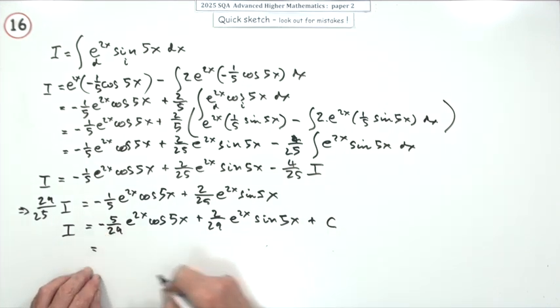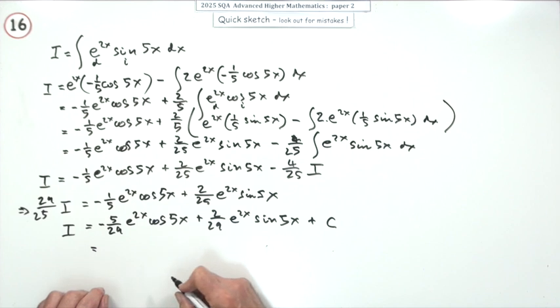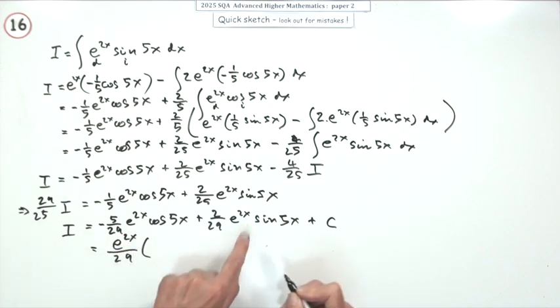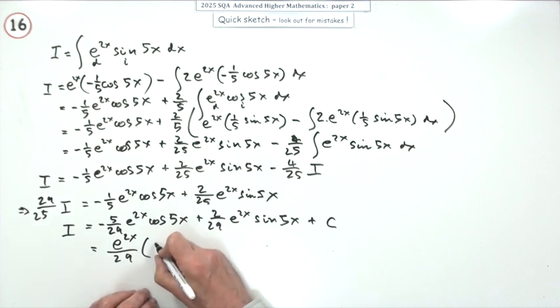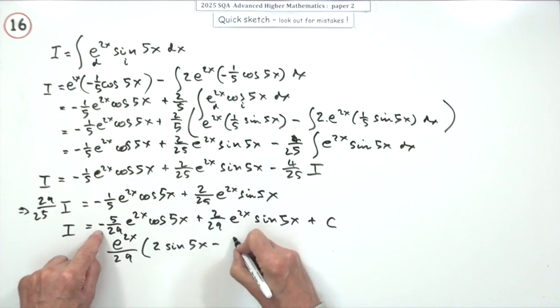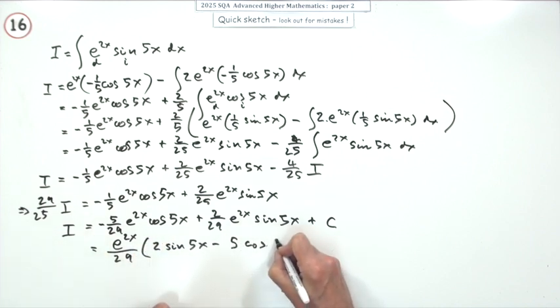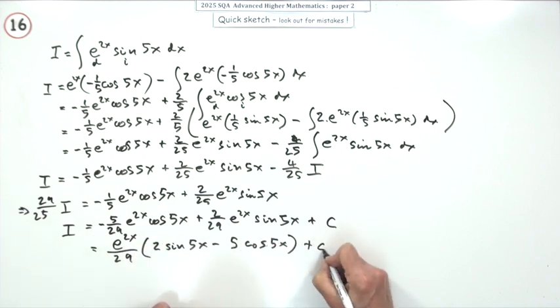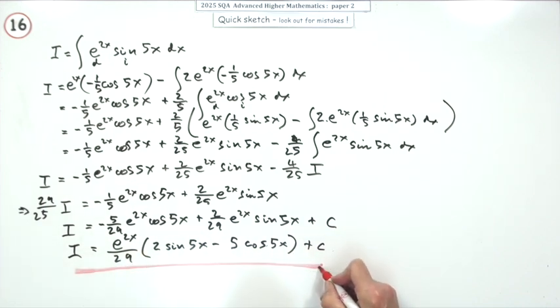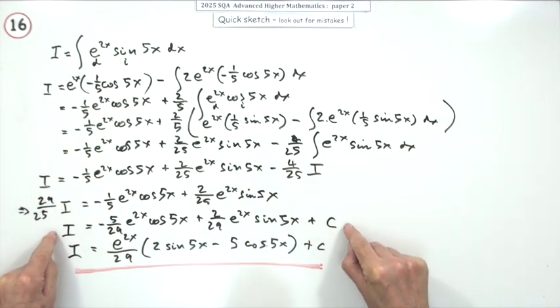Or you could tidy up slightly by taking out some common factors. So take out the fraction, so I could have e to the 2x over 29 times, and then put the positive term first. So that would be 2 sine 5x minus 5 cos 5x plus c for the final answer. Oh, completely on top. But I didn't say anything about simplifying, so I'll probably get into that line would do you.